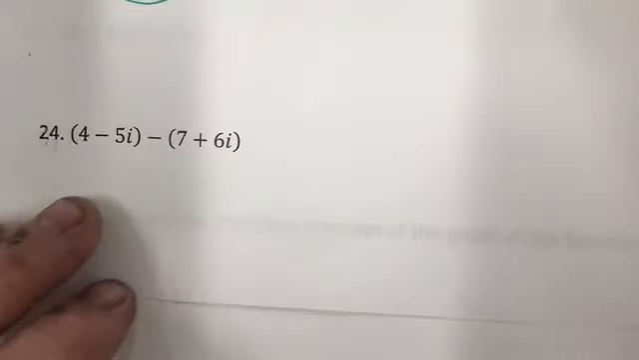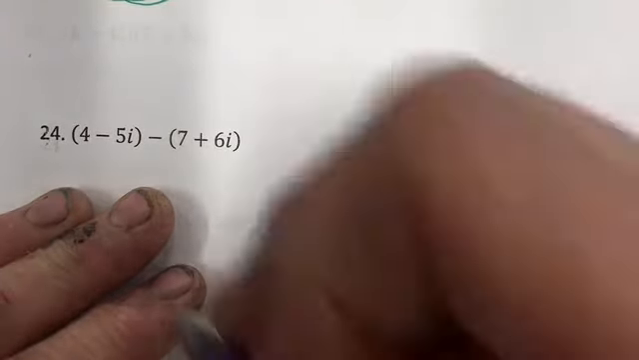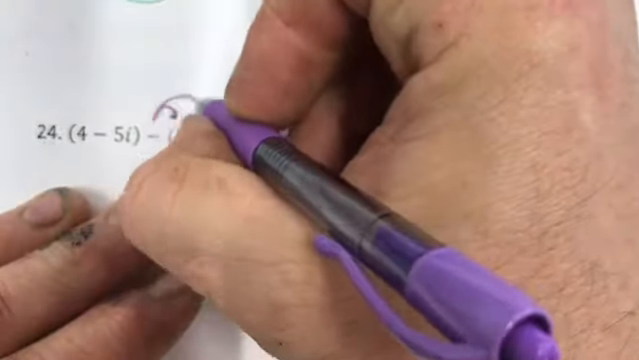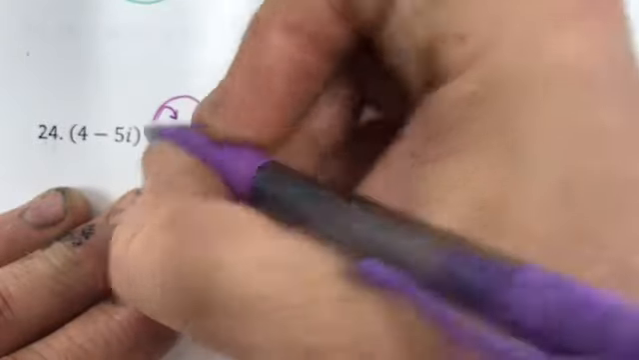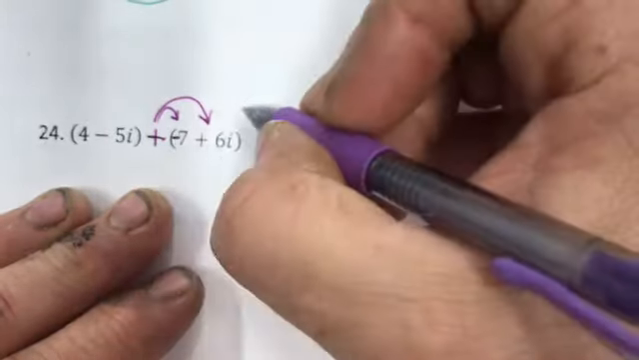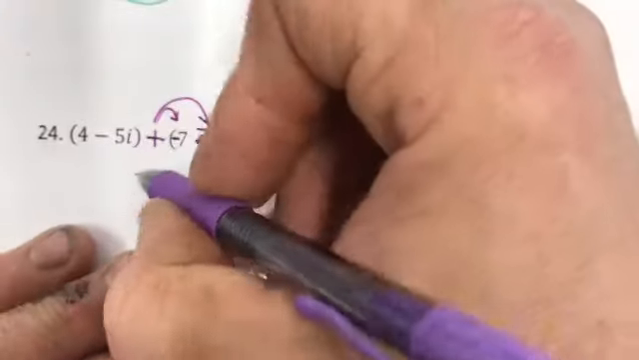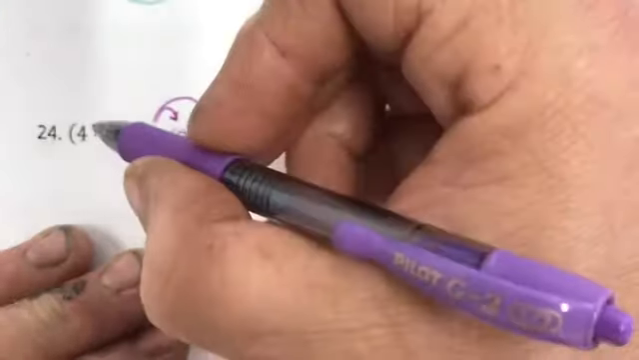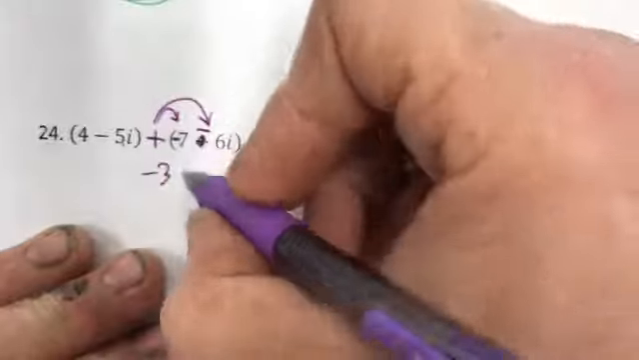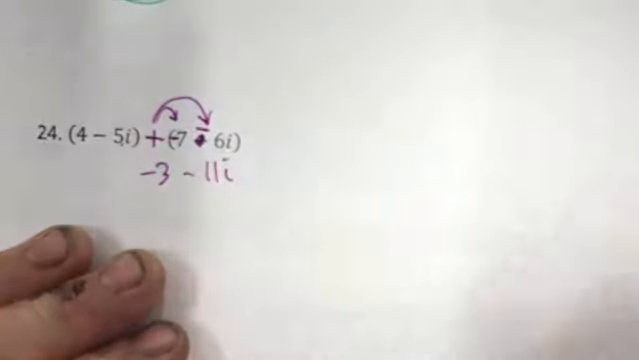Okay, right here we've got to subtract. Like we talked about earlier, we want to distribute that subtract into this problem and change this to add. So this 7 becomes a -7, and we'll mark this out, that becomes a -6i. And so now I add. 4 plus -7 is -3. -5i plus -6i is -11i. And there you go.